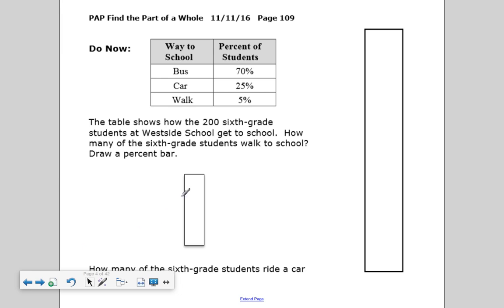So, using what we know, let's figure out this percent bar. There are 200 sixth graders at Westside School. The table shows how the 200 sixth graders at Westside School get to school. How many of the sixth grade students walk to school? Draw a percent bar. So we know this represents 100%. And it's 200 students.